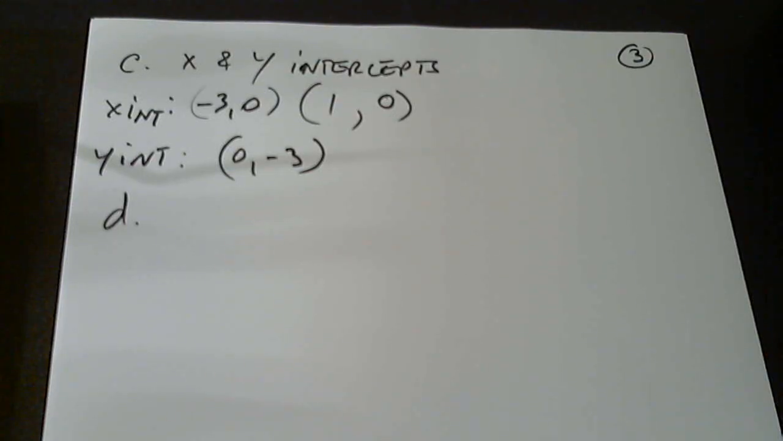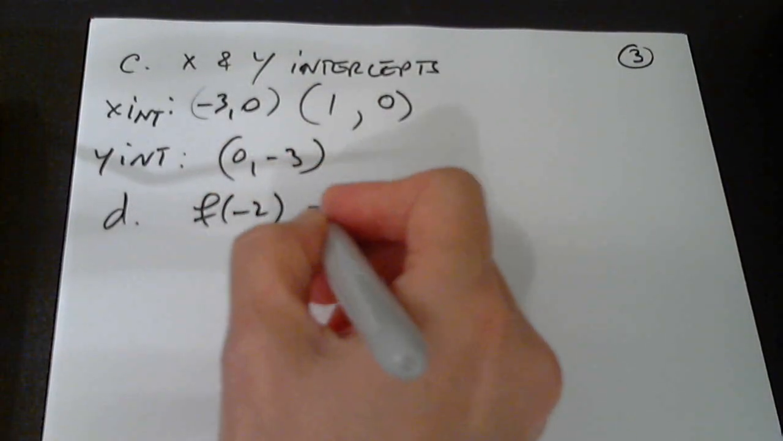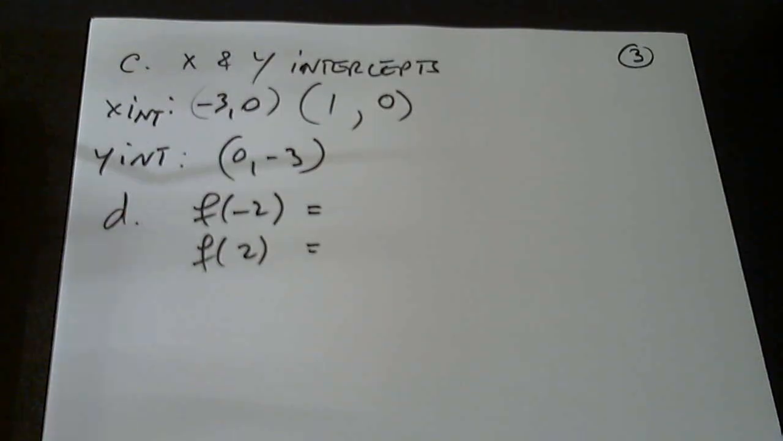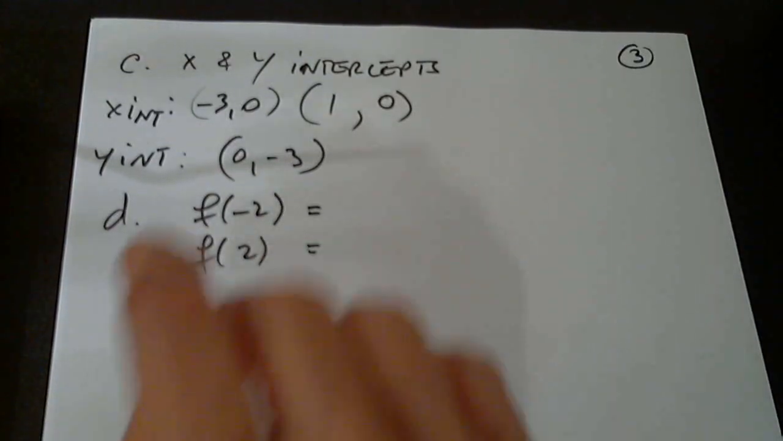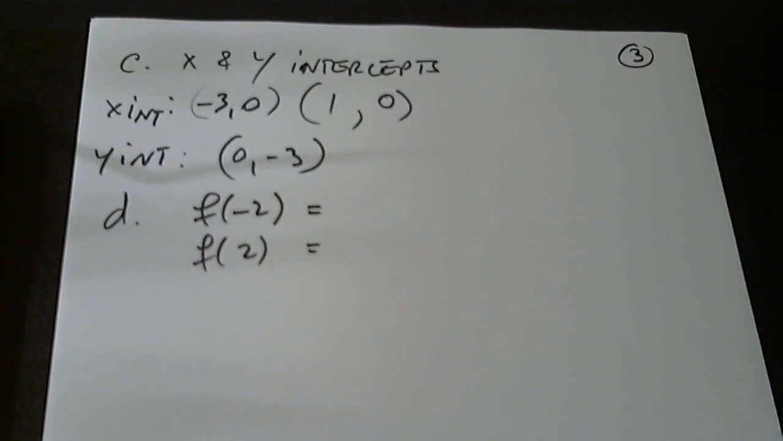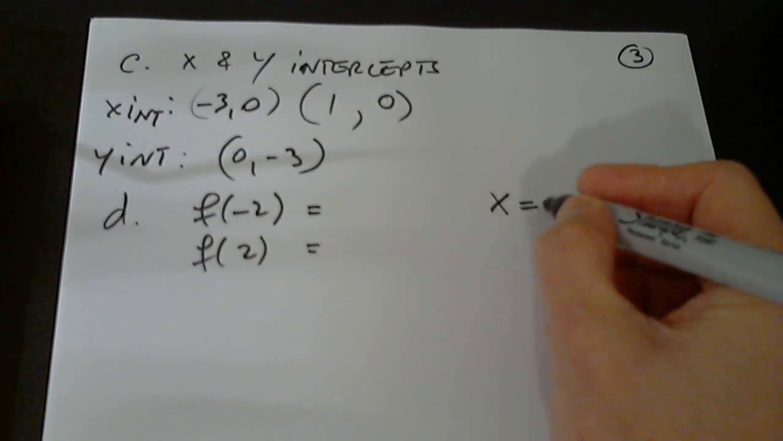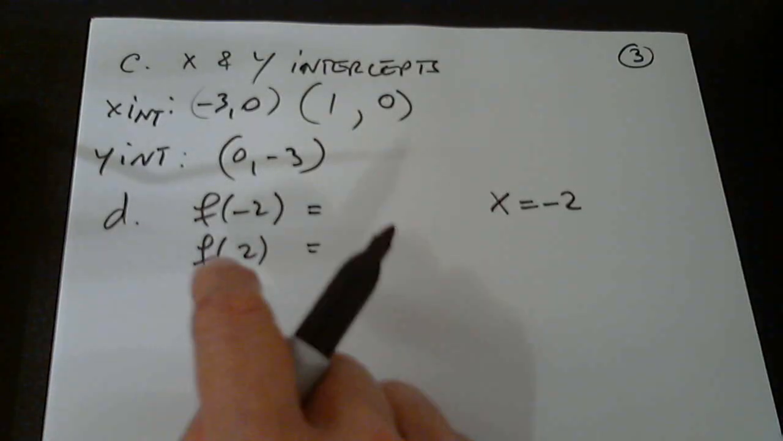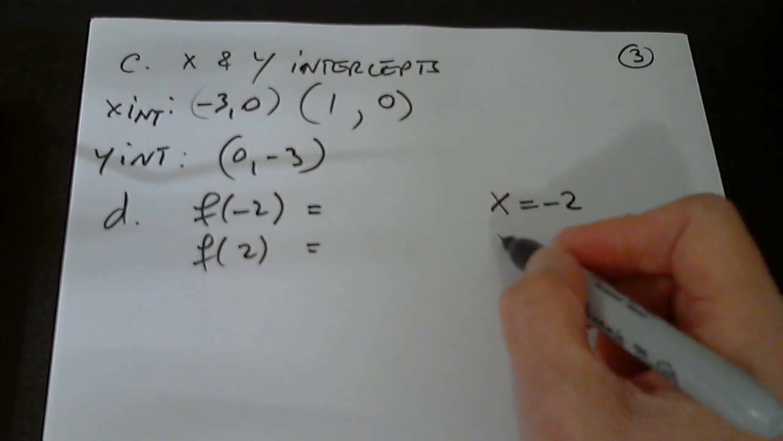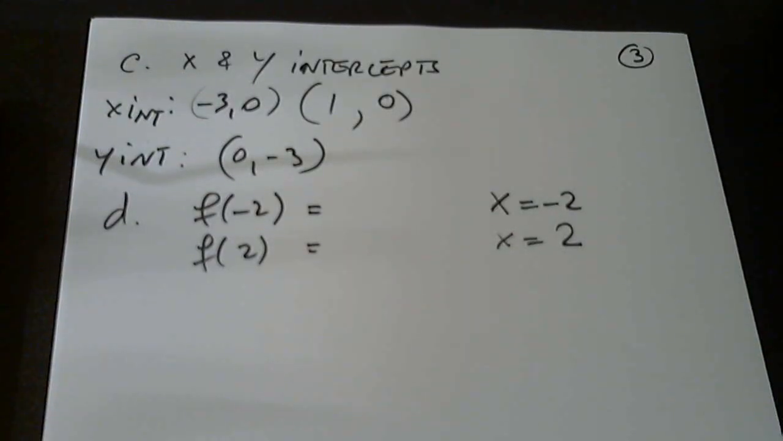In part D, they're asking us to determine these values: f of -2 and f of 2. First of all, let's explain what it means. We discussed this with the graphs before. This is not new. If I'm asked to find f of -2, it means that I am given that x is -2. I'm told that. If I'm asked to find f of 2, I am told that x equals 2.